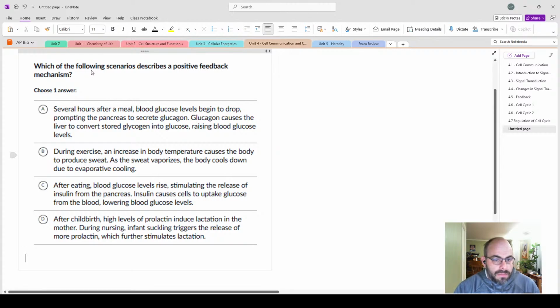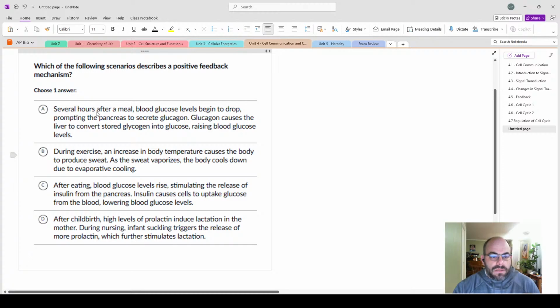All right. So which of the following is a positive feedback mechanism? In my head, I'm rehearsing what that is before I start reading. I don't want these answers to tell me what positive feedback is. I'm going to tell myself what positive feedback is, and then I'm going to go find that in the answer. That's how you do it. You don't do the opposite and let the test trick you. I'm not going to let the test trick me because I know what positive feedback is.